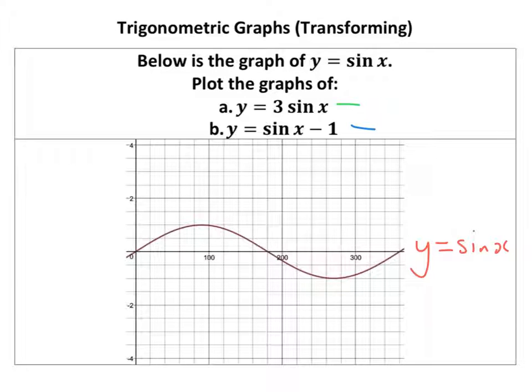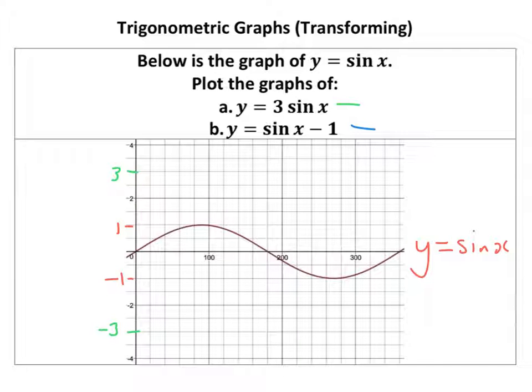Now, the 3 there means that it's going to get 3 times taller. So the amplitude, as you may know that word, is going to be 3 times higher. So whereas the original graph goes up to 1 and down to -1, our new graph is going to go up to 3 and down to -3.